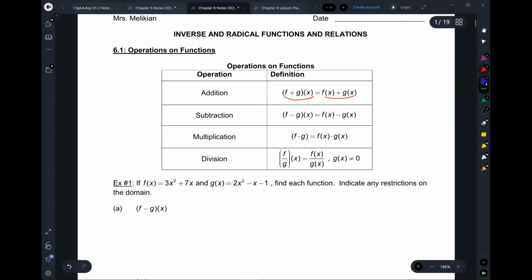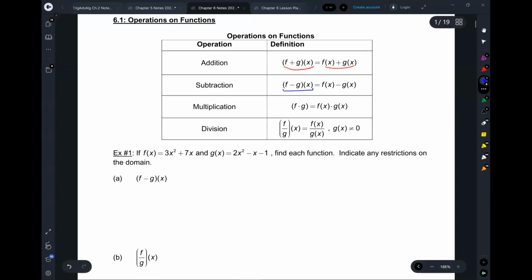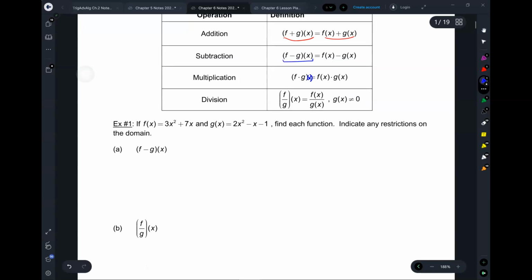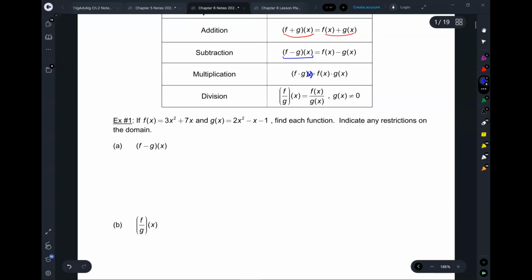And similarly, we can write a statement for subtracting them. This isn't f minus g and then multiply by x. No, this is just f of x minus g of x, all right? F times g, this should have an of x here. F times g of x is just f of x times g of x. And then f over g of x is the division. And of course, we have to make sure that the denominator is not 0.